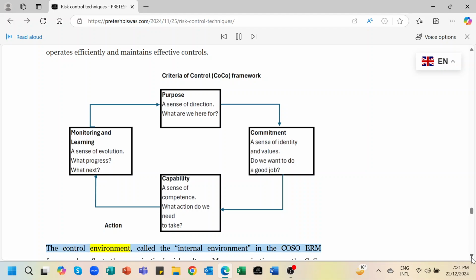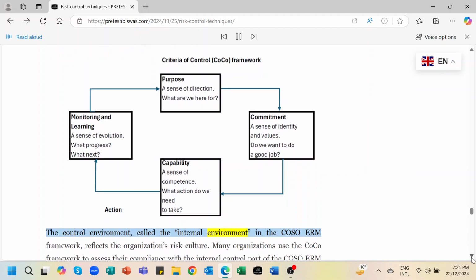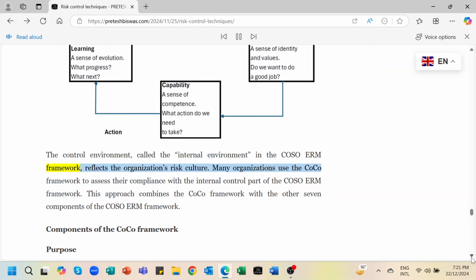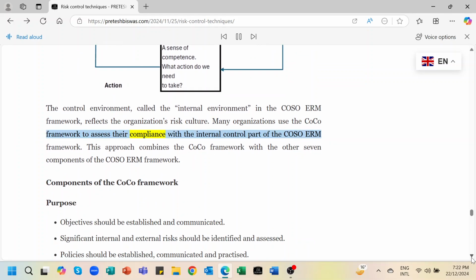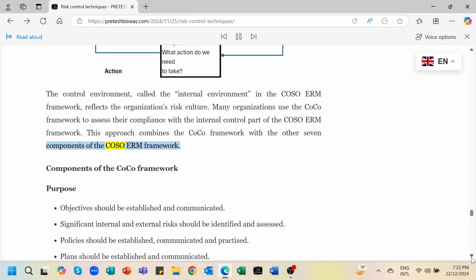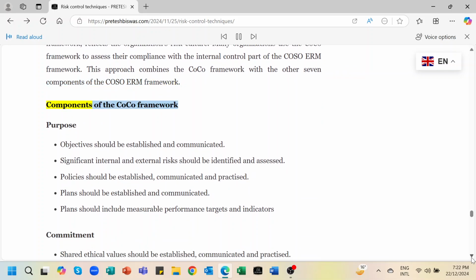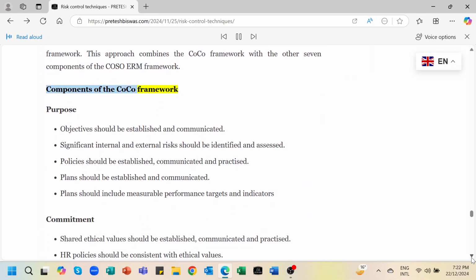The control environment, called the internal environment in the COSO framework, reflects the organization's risk culture. Many organizations use the COCO framework to assess their compliance with the internal control part of the COSO framework. This approach combines the COCO framework with the other 7 components of the COSO framework. Components of the COCO framework.